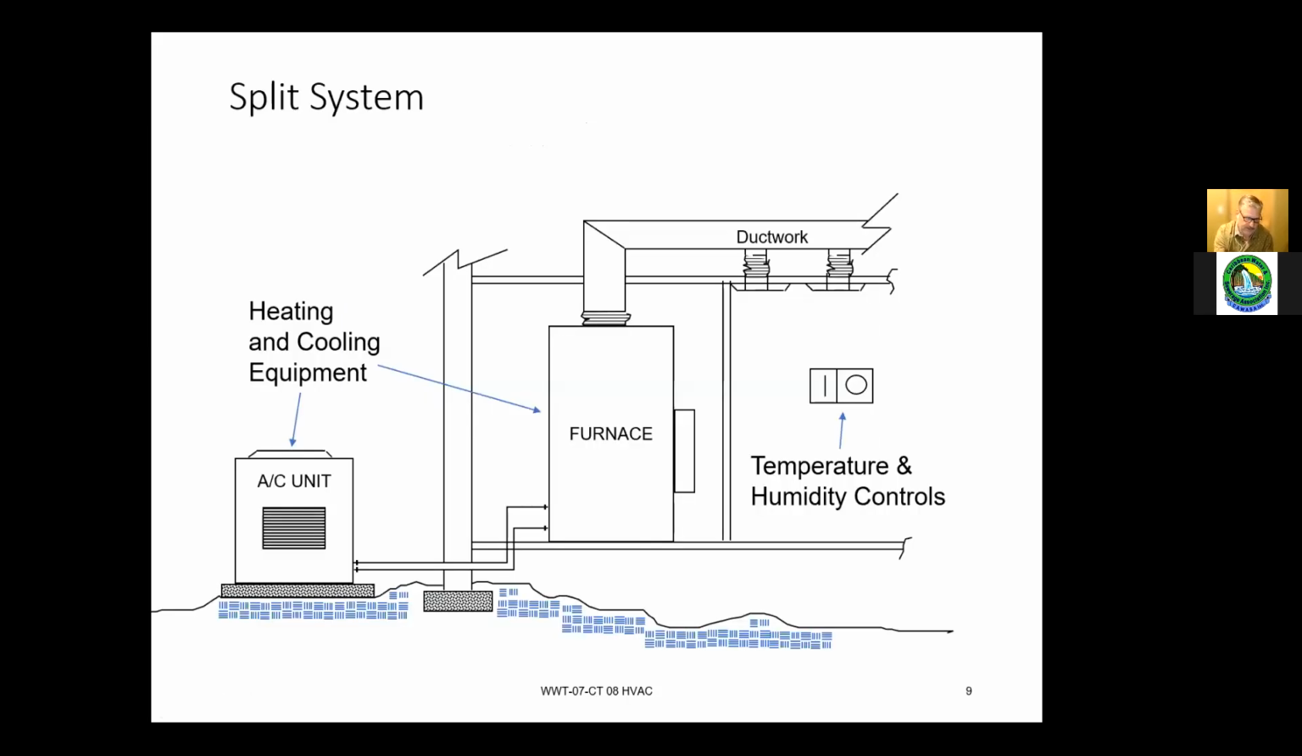Split systems we touched on already, but basically you have an air conditioning unit and a heating unit, usually tied together so they don't run at the same time via the temperature control. So you select heating or cooling off the temperature control, and it would tell which unit to run, using the same ductwork, of course.